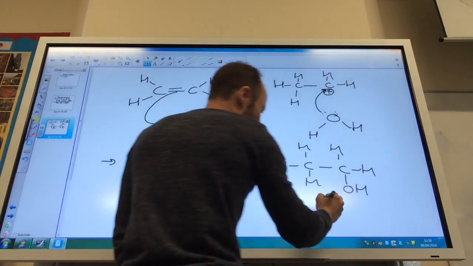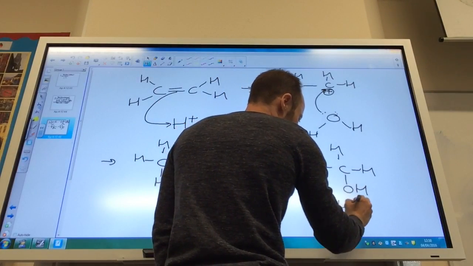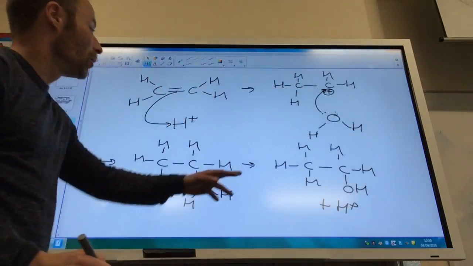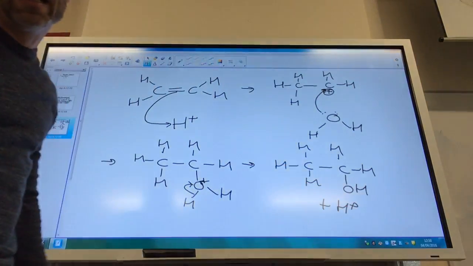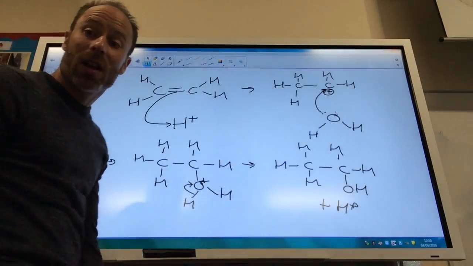But that hydrogen has gone, so plus H+, and you can see how the H+ is a catalyst because I've regenerated the H+ at the end of the reaction. So you need to note that mechanism.